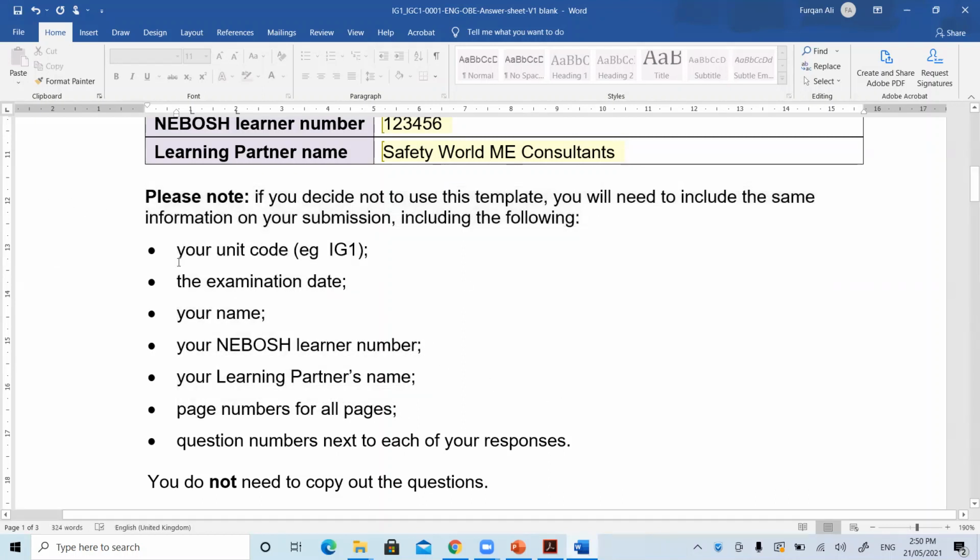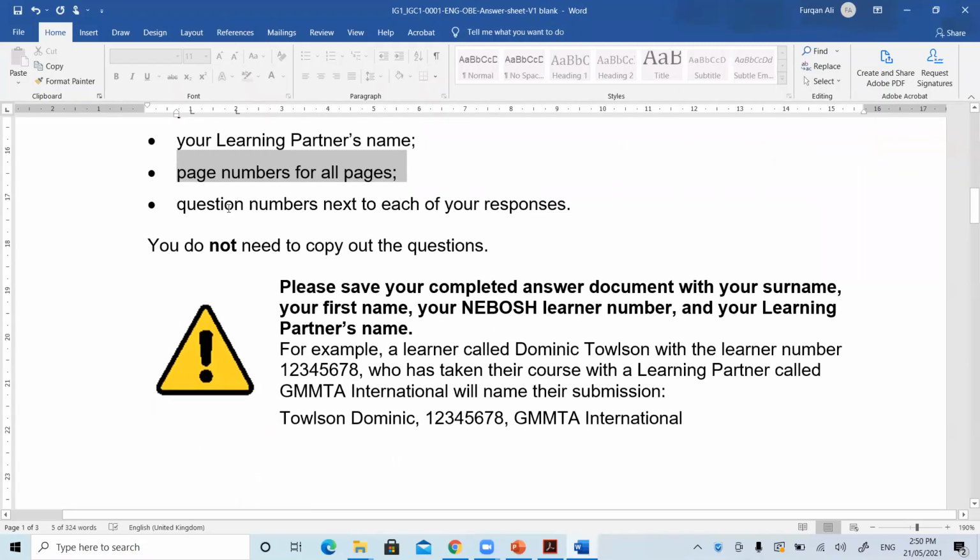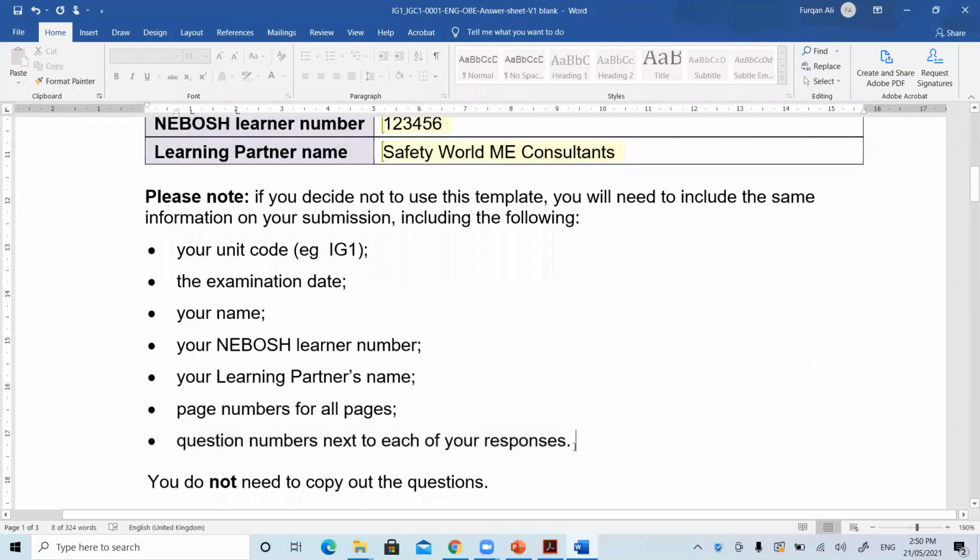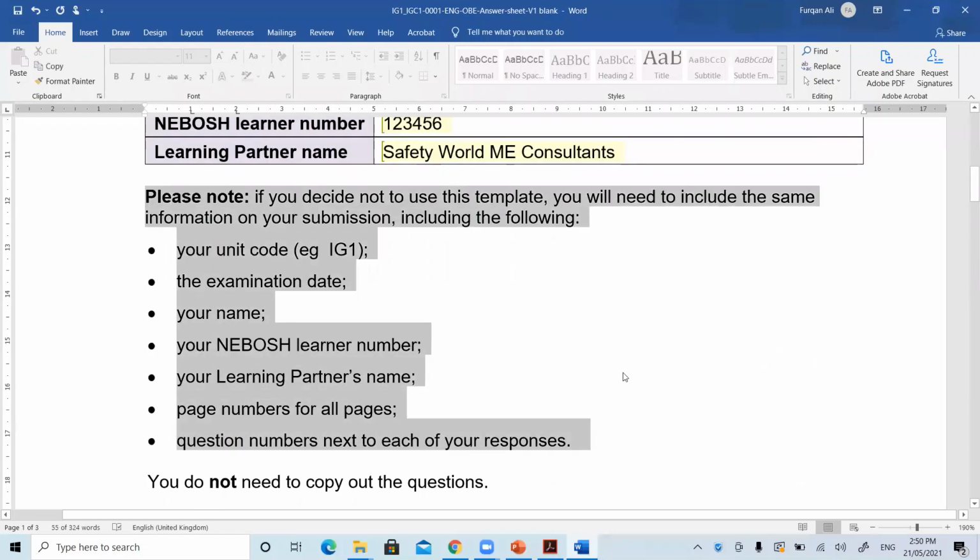What information is it? It should include your unit code, for example, IG1. It should include the examination date. It should include your name, your NEBOSH learner number, which you will receive in your registration email, your learning partner's name, which is Safety World ME Consultants, page number on all the pages, this is important, and question number next to each of your responses. So this is the information that you need if you don't use this format.